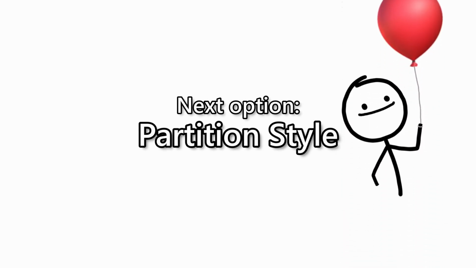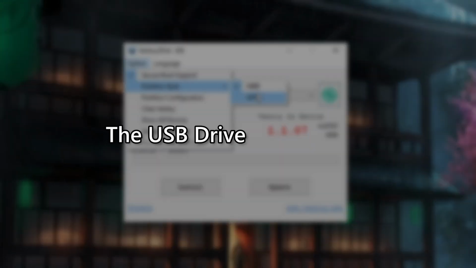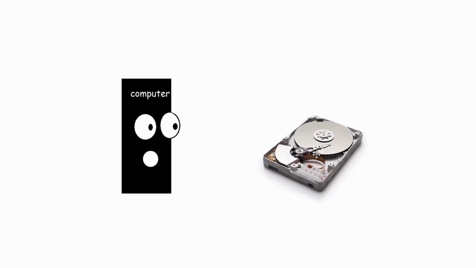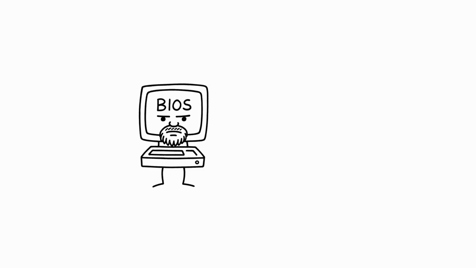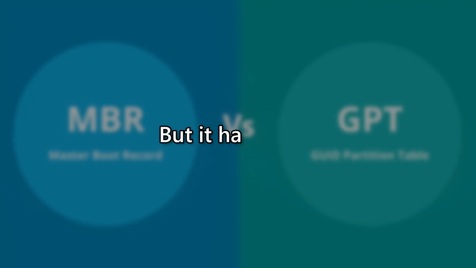Next option, partition style. MBR versus GPT. Partition style is just the way the USB drive is organized internally. Think of it like the table of contents of the disk. It does not change how your ISO files behave, it changes how the computer's firmware sees the drive. MBR is the old style. It works on very old legacy BIOS machines and usually also works on newer ones, but it has limits.